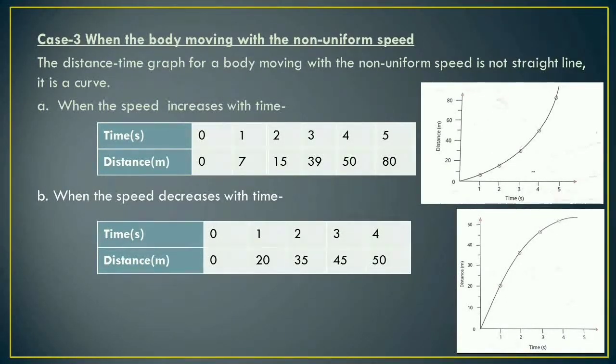You can see in this table, time goes 1 second, 2 seconds, 3 seconds, 4 seconds, and the distance is 20, 35, 45, 50. When we find the value of the speed from the distance by putting in the formula of distance upon time, we will see that the speed is decreasing. So it will be a curve whose slope decreases with time. You can see in the graph how it is decreasing with time.